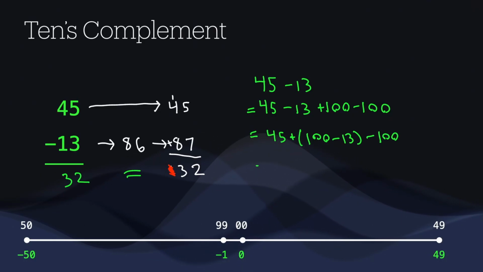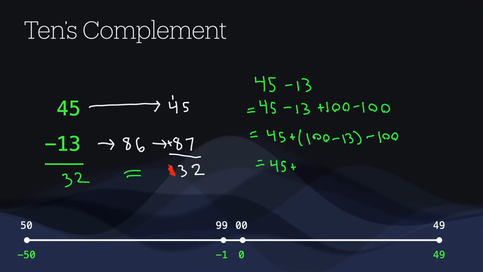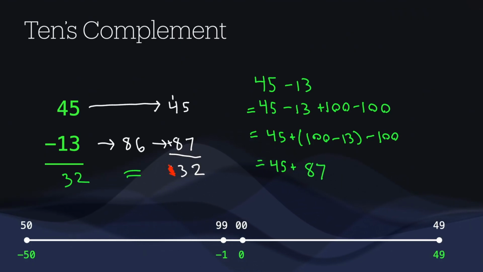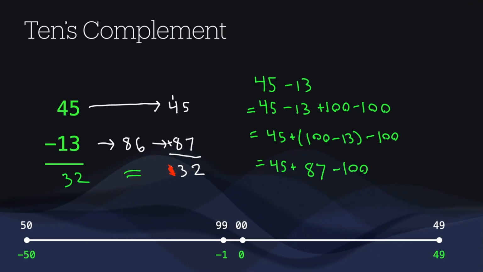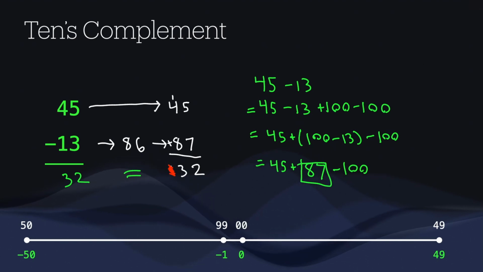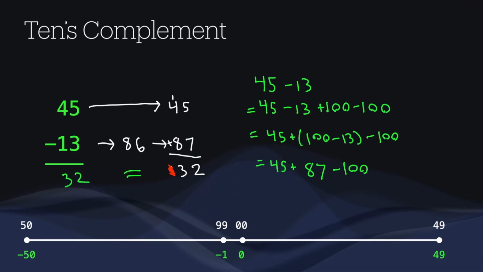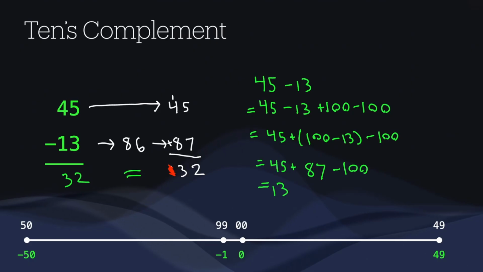And then this we can just evaluate regularly. So it's going to be 45 plus, what's 100 minus 13? 87 minus 100. You may see where this is going already. This 87, this is the tens complement representation of negative 13. 45 plus 87, we already calculated that. That's 132. And then subtract 100.